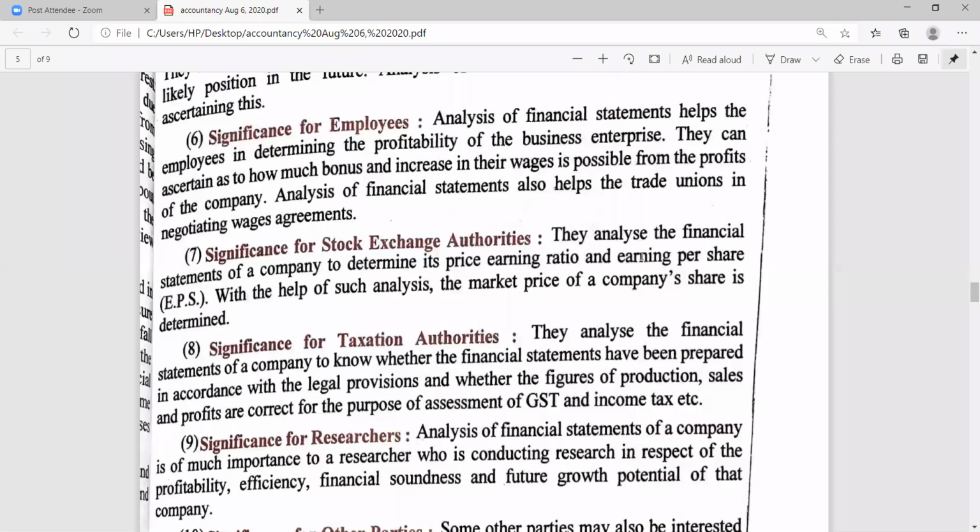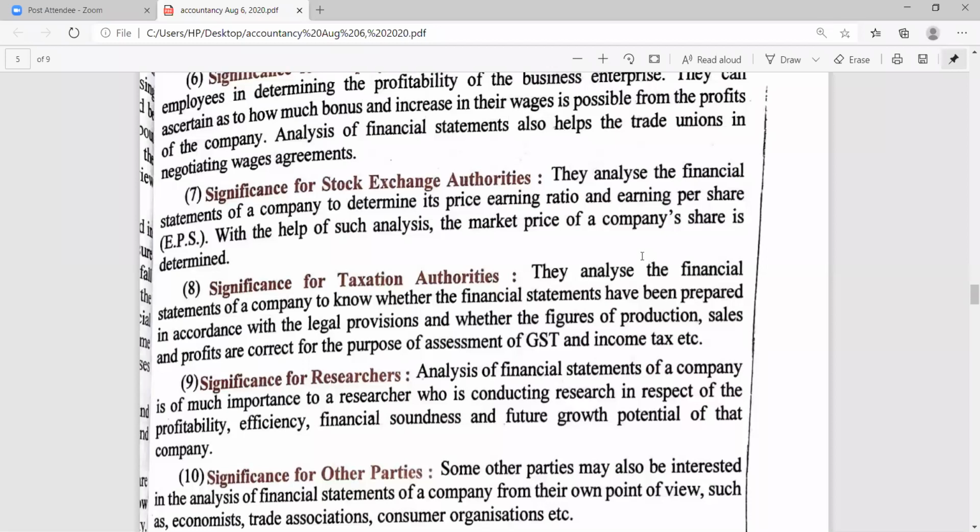Researchers. Yes, it is also significant for the researchers as well. Analysis of financial statements of a company is of much importance to a researcher who is conducting research in respect of the profitability, efficiency, financial soundness, and future growth potential of that company.